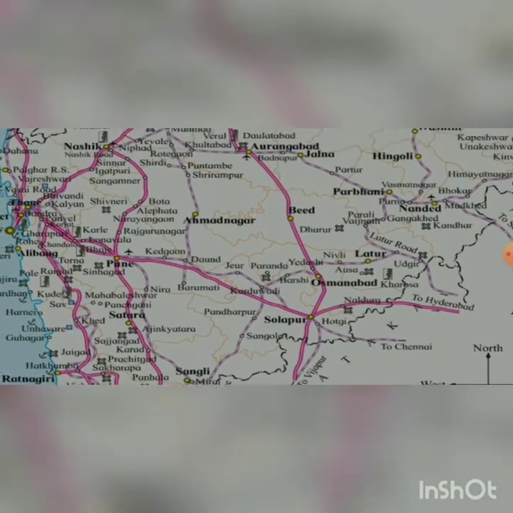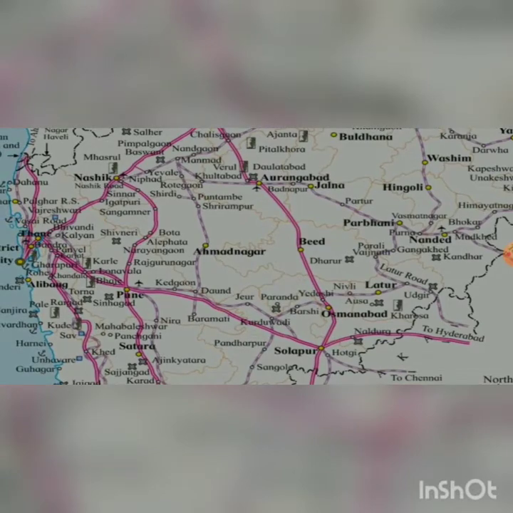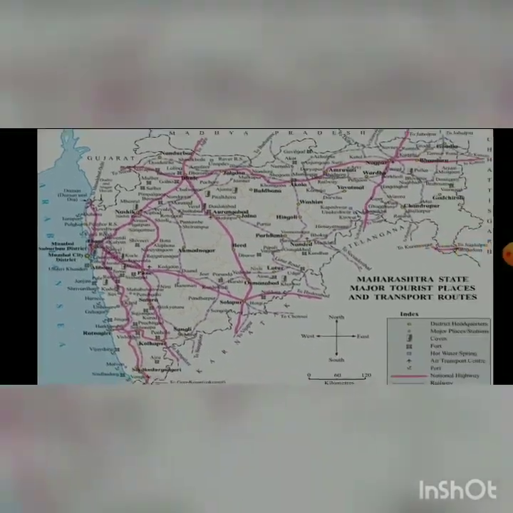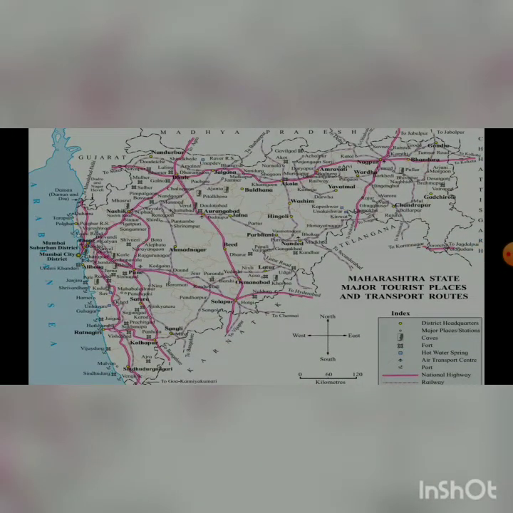Right, children? So now I think you know how to read a map. By now you might have understood how you are going to read a map. So we are going to do some assignment based on this map. You are going to refer to this map from your textbook.